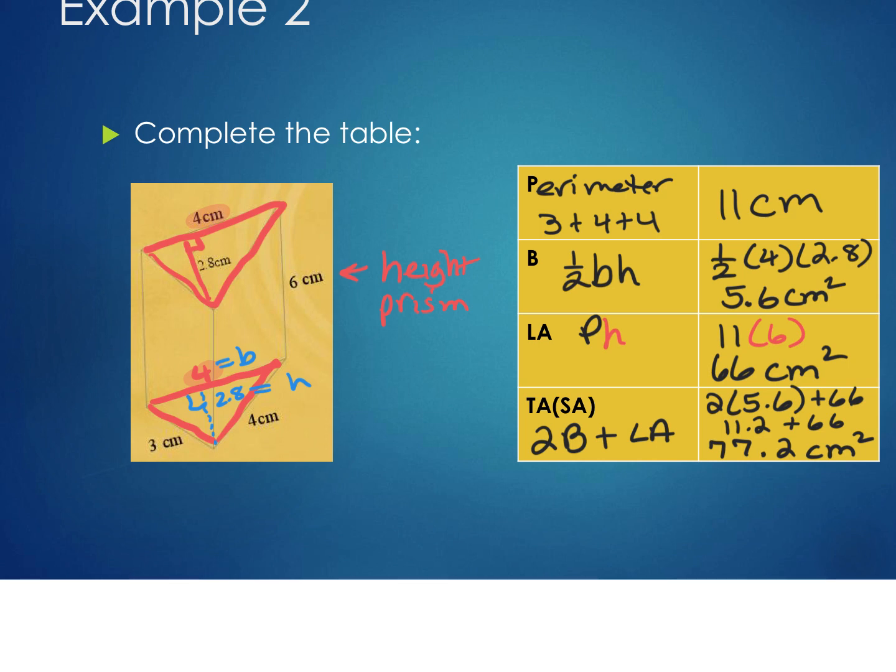They actually pictured it sitting on its base. A lot of times when you have these triangular prisms, they'll be sitting on one of its lateral faces. They tend to sit it on one of the rectangles.